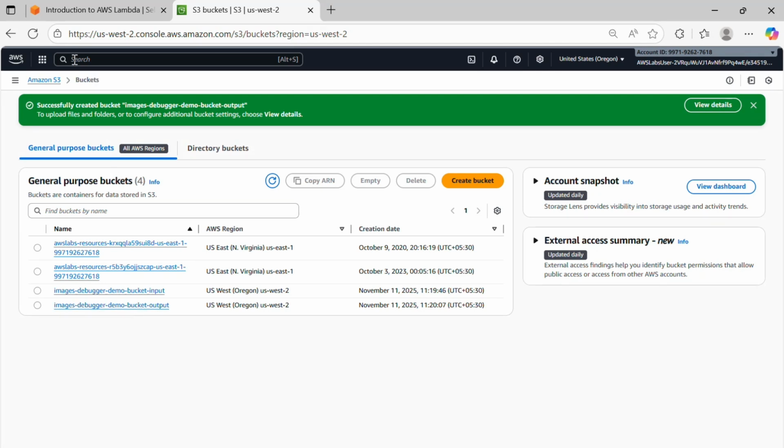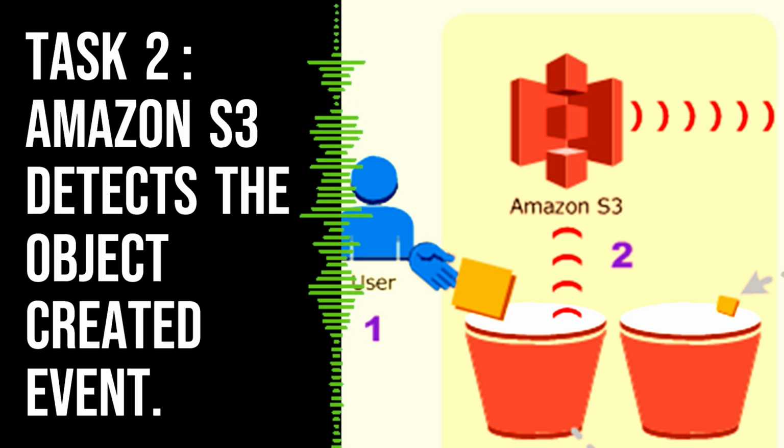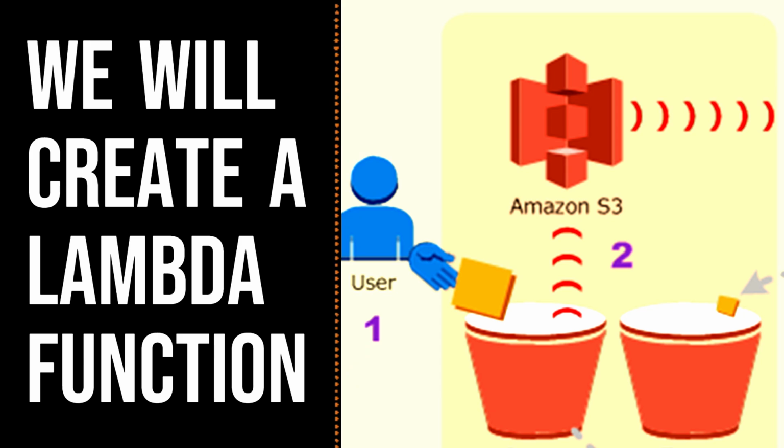In this task, we will create an AWS Lambda function that reads a file from the input Amazon S3 bucket, renames the file and then stores the new file in the output S3 bucket. Second task will be Amazon S3 detects the object created event. For this, we will create a Lambda function.